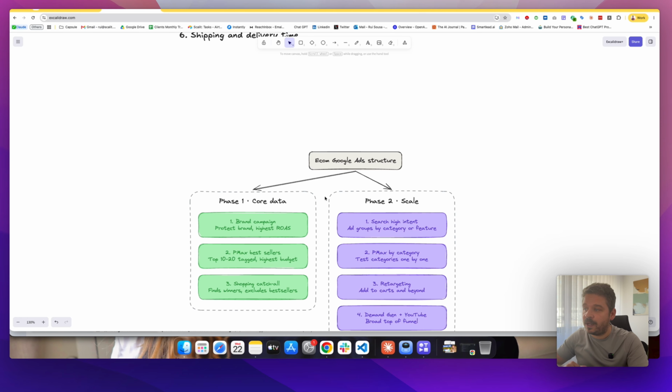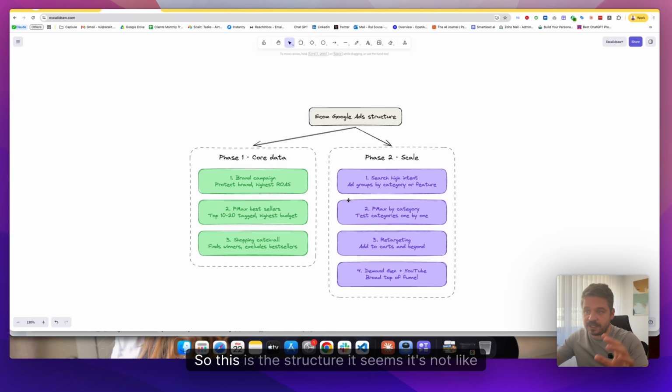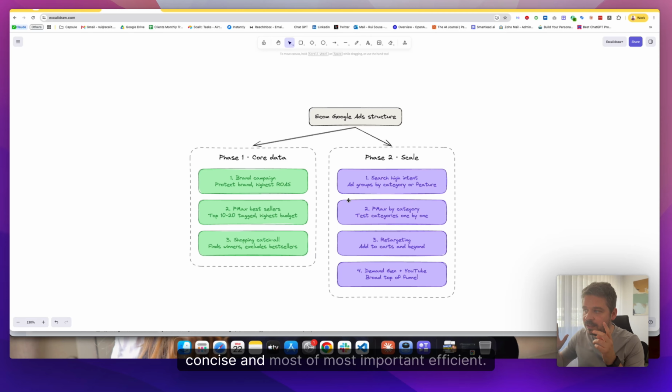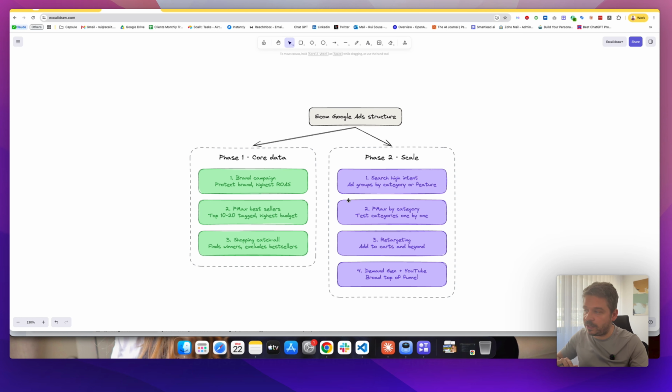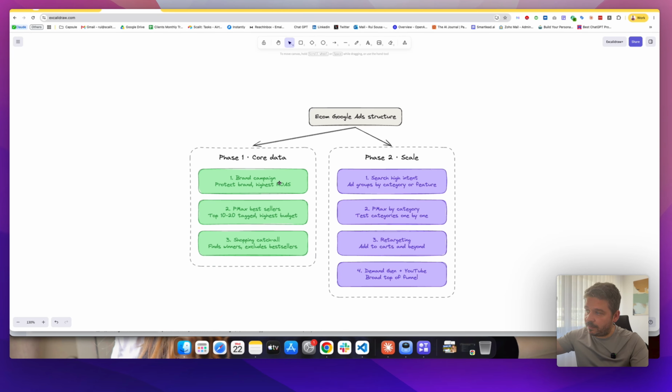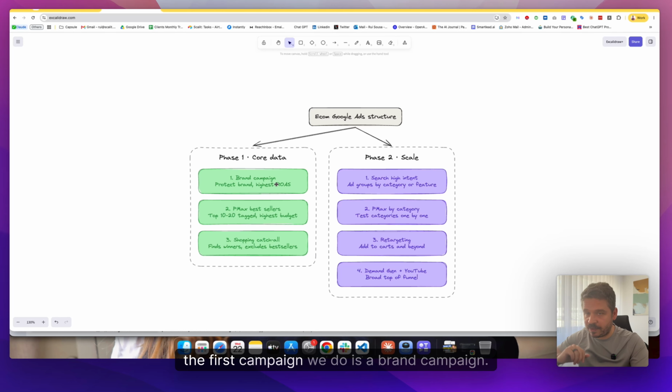So let's go down to the structure. This is the structure, guys. It's not like 100 campaigns; it's straight to the point, concise, and most importantly, efficient, okay? The first phase, which we like to call the core data, is something we do for all of our pet brands: the brand campaign. As I said, the first campaign we do is a brand campaign.